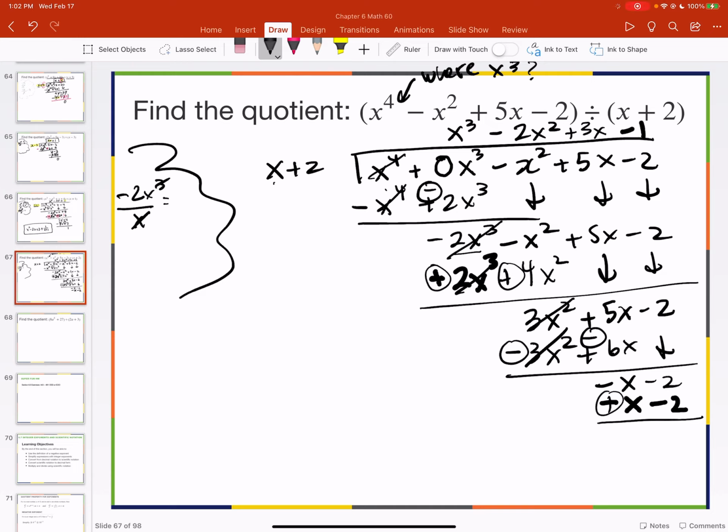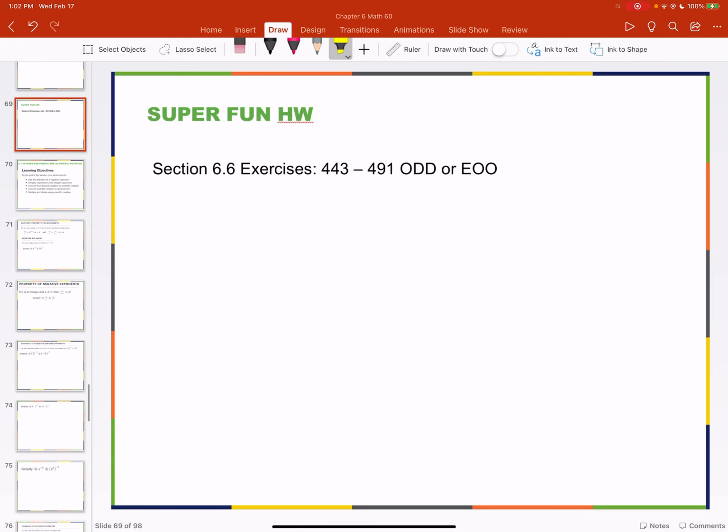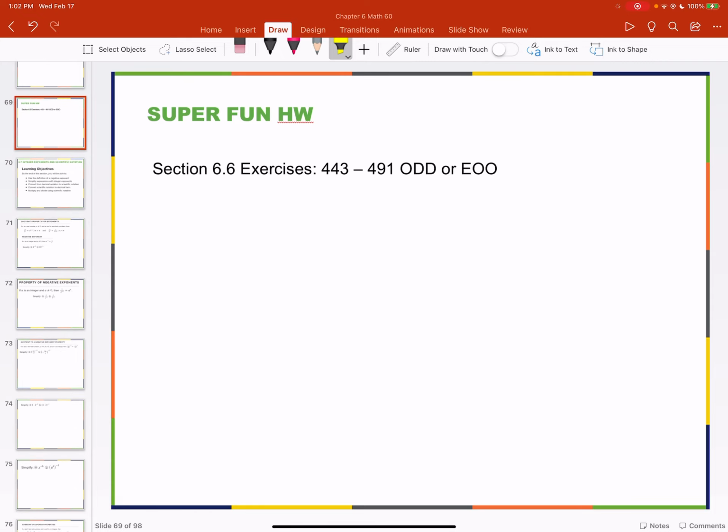Change the signs, and I have no remainder. So this is my solution: x cubed minus 2x squared plus 3x minus 1. Okie dokie, and I think that's good here. So that's your 6.6.